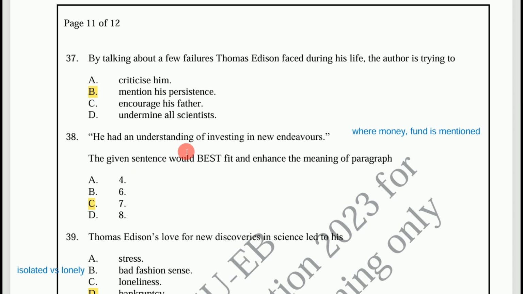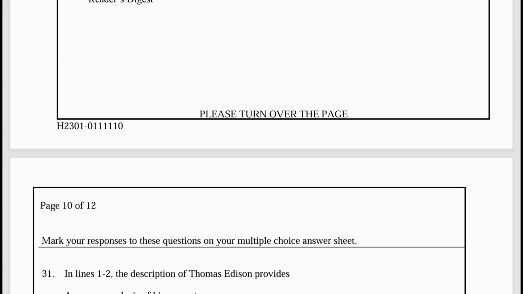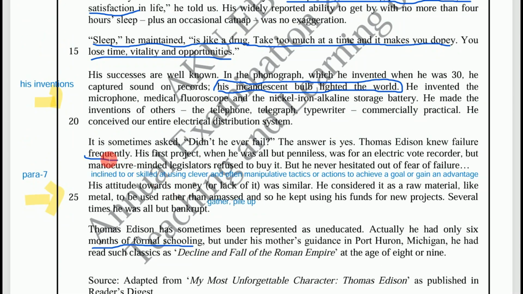He had an understanding of investing in new endeavors. The narrator is saying that Thomas Edison had an understanding of investing in new endeavors. So where would the given sentence best fit and enhance the meaning of the paragraph? So it's about investment, where money, finance is mentioned. We'll read from the text again that he had an understanding of investing in new endeavors. Investing in new endeavors, where invention is mentioned. Investing. Sometimes it is there. The answer is new failure frequently.